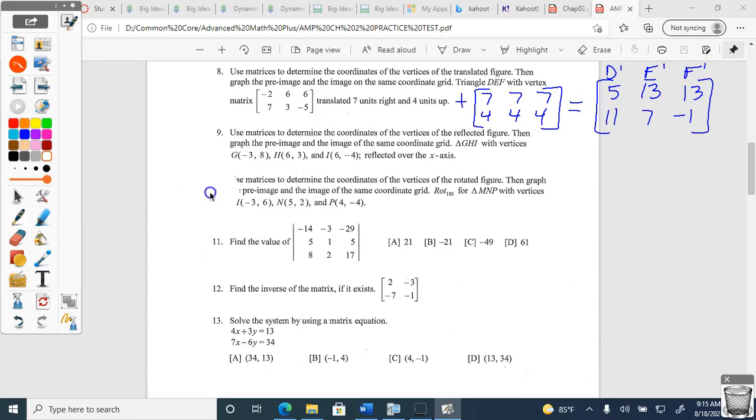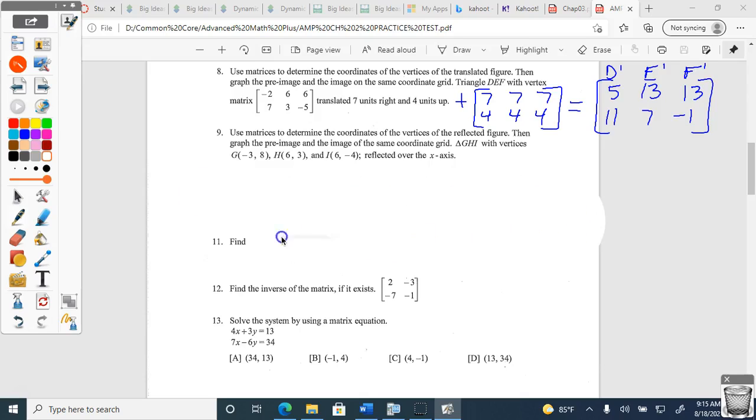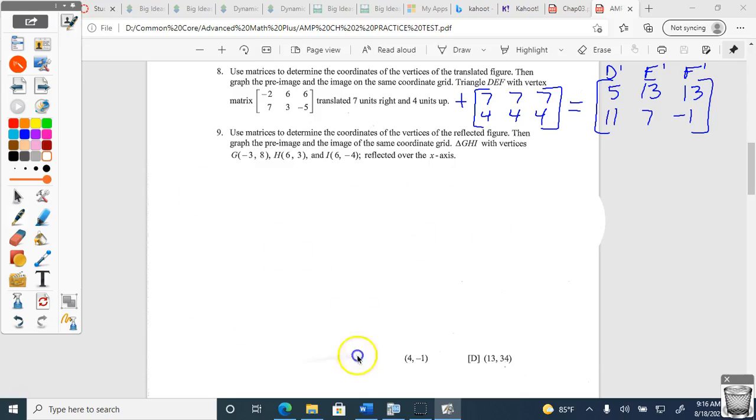Now this is where it sucks. Do we have to do our work on every single one of these in this test? Yes. There's only 13 of them. You have to write it in.